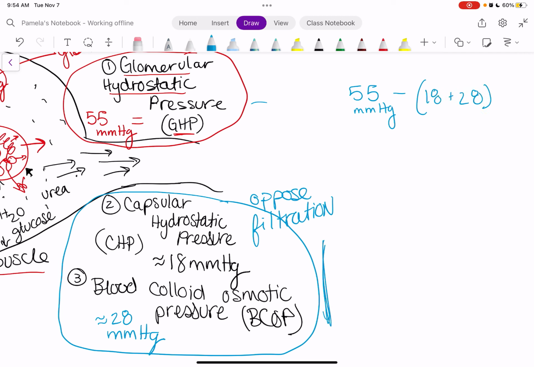I really hope that's 18. Let's see how the math works out. Remember both of these values are also in millimeters of mercury. What's 18 plus 28? 46. So in the end, we're going to have 55 minus 46, and 55 minus 46 is 9. Truthfully, this number should have come out to 10, so I must have been one off in one of my pressures somewhere, or maybe two off in certain pressures, but it doesn't matter. 9 is close enough.